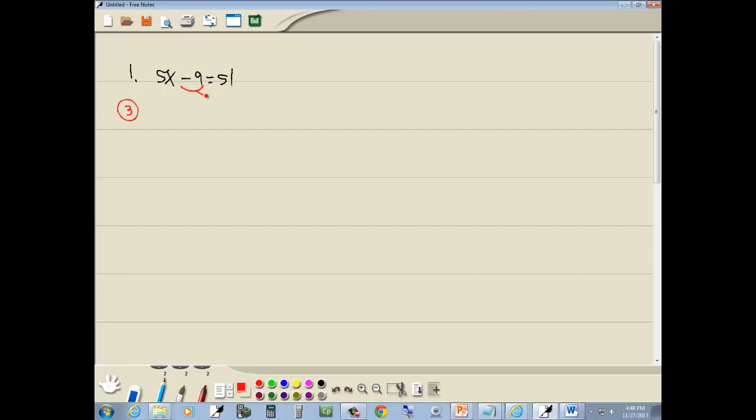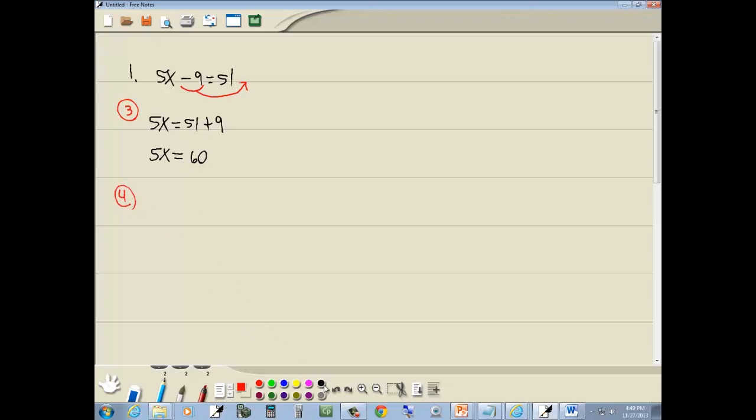So I'm going to take this negative 9 and move it over to the right side. So we're going to get 5x is equal to 51 plus 9. When you move anything across your equals, the sign will change. So the negative 9 becomes a positive 9. Our note up at top said any step combine together numbers. 51 plus 9 is 60.